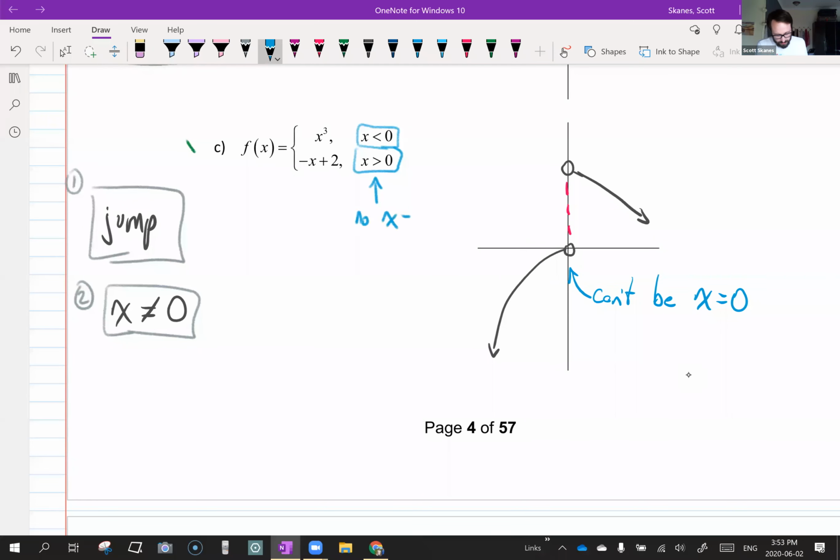There's no x equals 0. It doesn't say what the function is when x is 0. So it's not in the domain. There's a missing piece. There's a missing x value for the domain. So we say that it's not in the domain. There's no possible x value at x equals 0 because it's not been defined. Does that make sense to you?